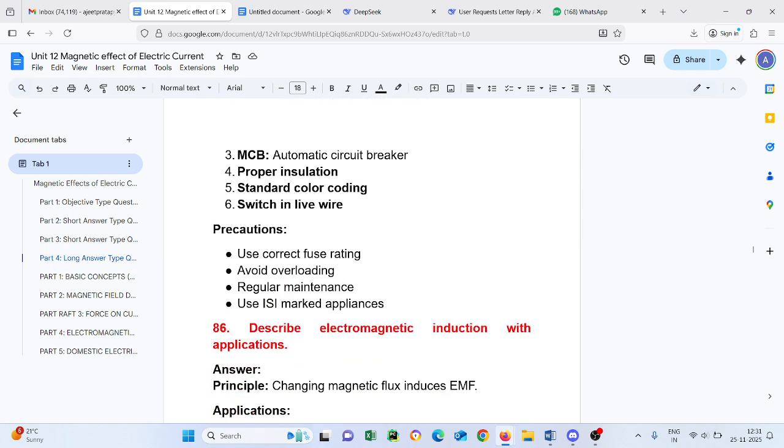Precaution: use the correct fuse rating, avoid overloading, do regular maintenance, and use ISI mark appliances.